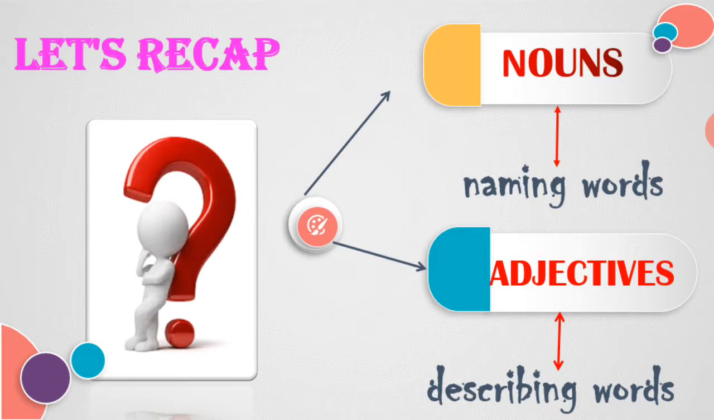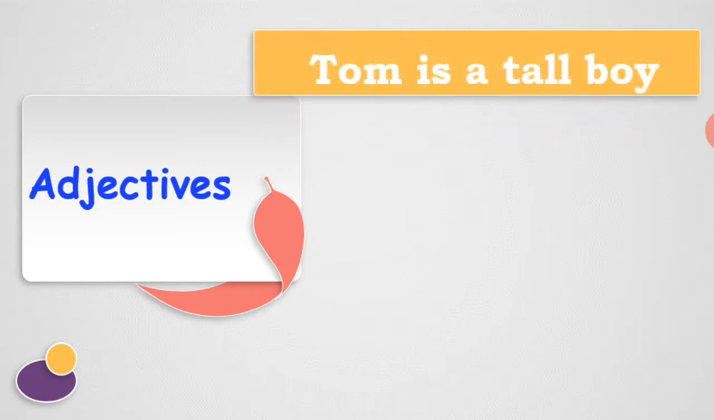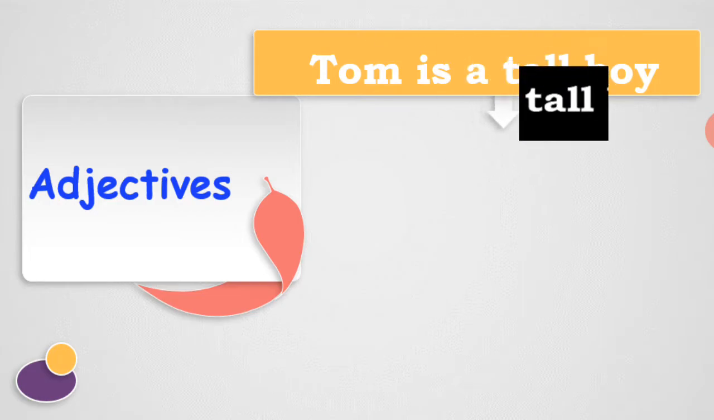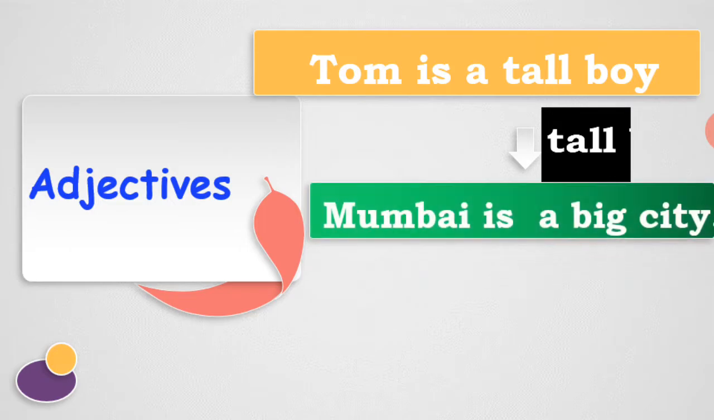Now, let's learn more about these adjectives. Here I have got some sentences. I want you all to find out the adjectives in these sentences. First, Tom is a tall boy. What is the adjective over here? Yes, tall, as it describes the boy. Now, what is the adjective in this second sentence? Mumbai is a big city. Very correct. Big, as it describes a city.